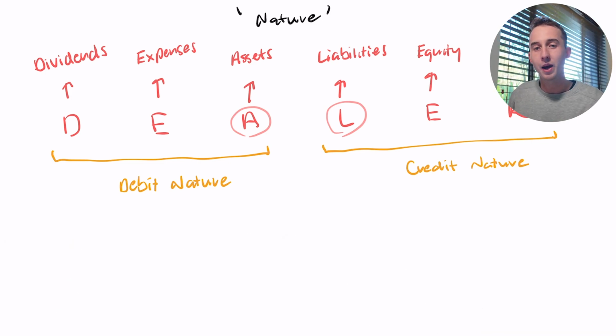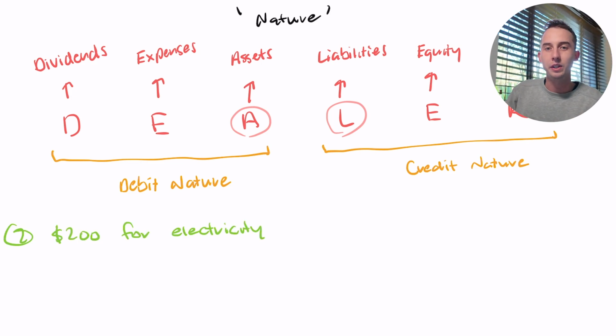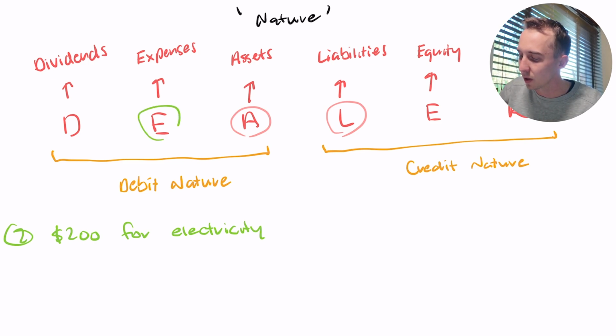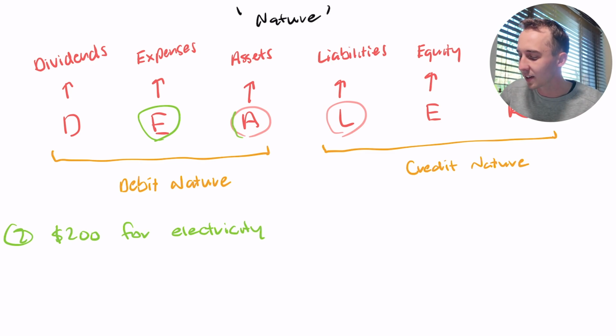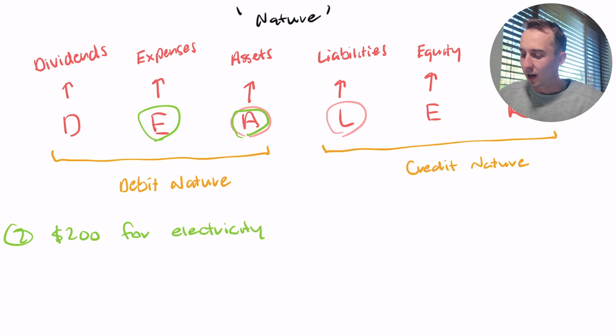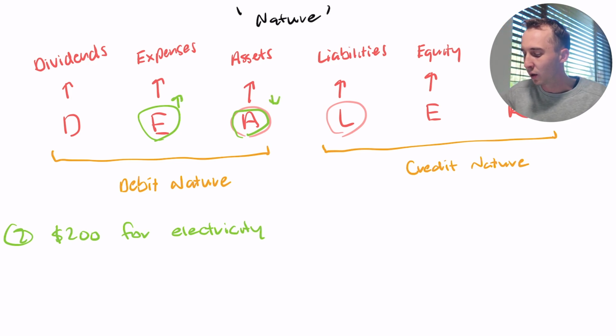So now let's assume that you've just paid $200 for electricity. In this example, we have value that is going to the electricity provider. So that's an expense which we know increases with the debit. And for the other side of the transaction, where is that money coming from? Well, that money is coming from your cash account, which we know is an asset, which is also on the side that is a debit nature. So in this example, we want to show an increase to expense, but we also want to show a decrease to an asset. If we know that we have to debit these accounts to increase them, that must mean that we credit the asset or the cash account to show that there's a decrease in cash.